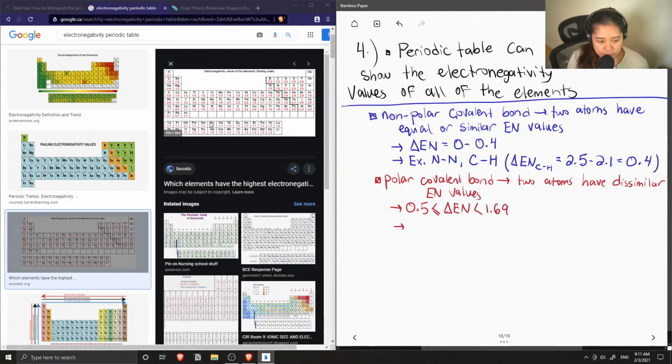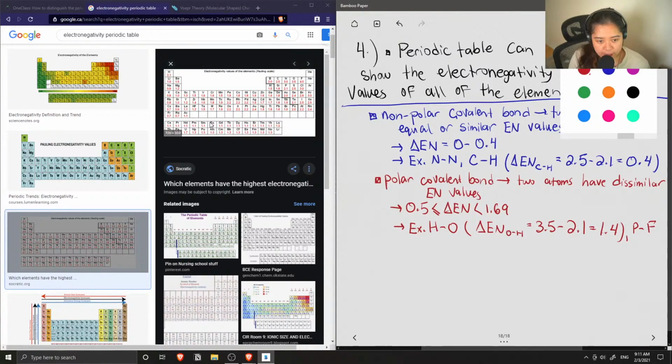Some examples of polar covalent bonds would be the hydrogen-oxygen bond. So let's calculate its difference in electronegativity. Oxygen has an electronegativity value of 3.5 and hydrogen's is 2.1. So the difference between the two is 1.4, which lies within this range, making the hydrogen-oxygen bond polar. Another example would be the phosphorus and fluorine bond, and so on.